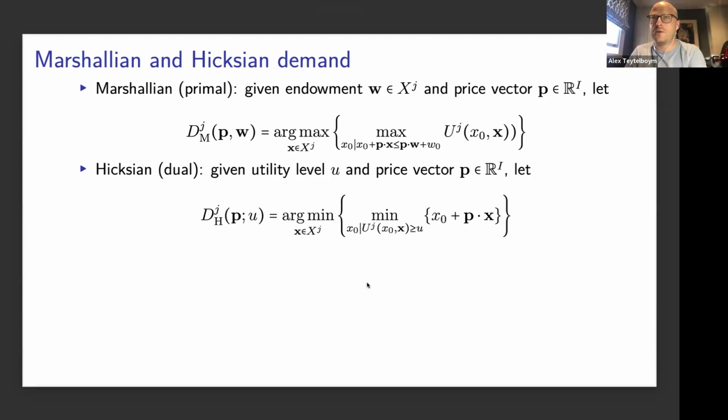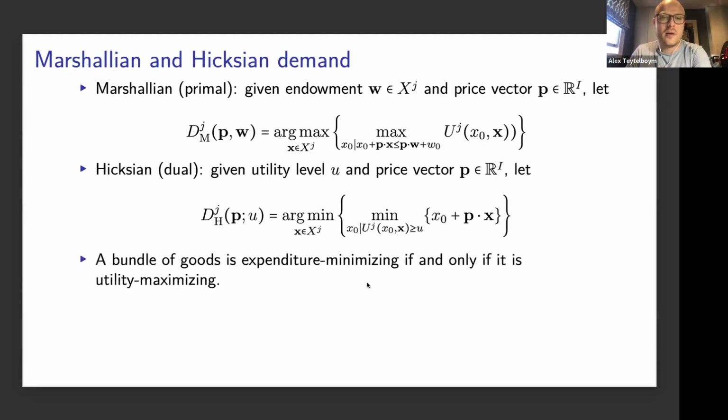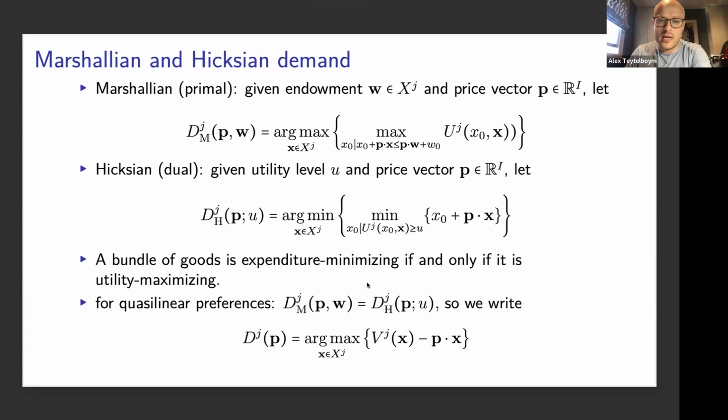And what we learn, what we teach our students, is that a bundle of goods is expenditure minimizing if and only if it is utility maximizing. And in particular, there's a duality between these two. And in particular, when the utility function is quasi-linear, these two coincide. The only reason why they differ, in our context, is because money can enter non-linearly into the objective. So using Ravi's notation, if preferences are quasi-linear, we don't need to qualify whether we have the primal objective or the dual objective. They're the same. So Marshallian demand and Hicksian demand will coincide.